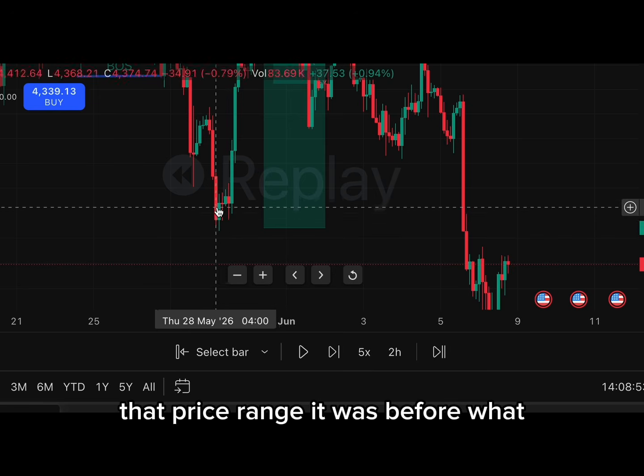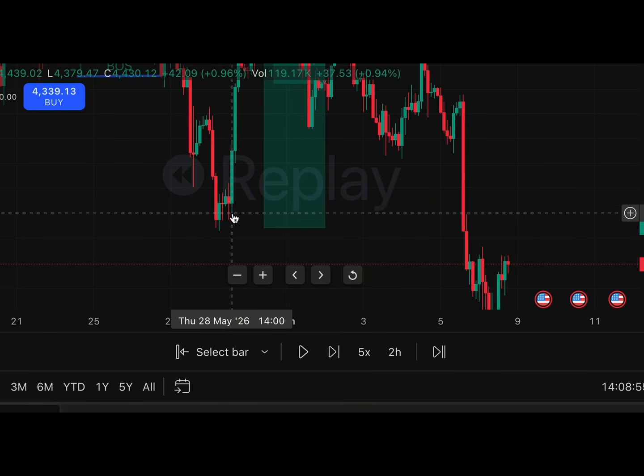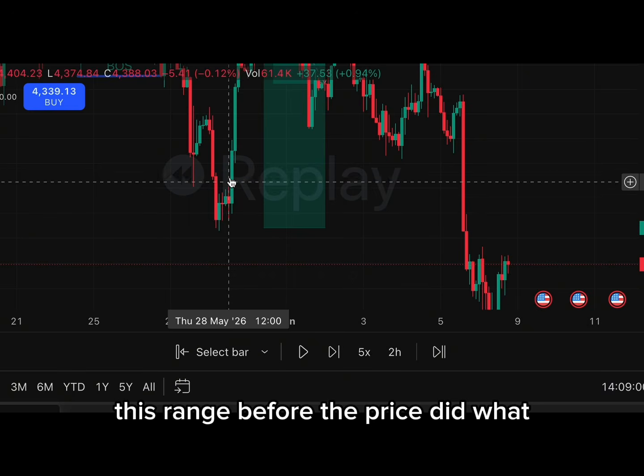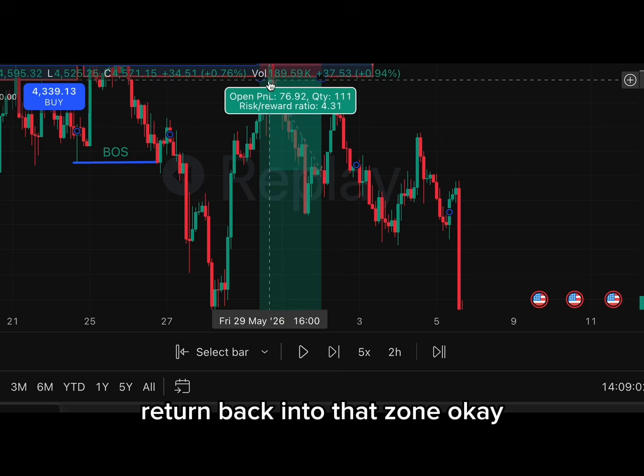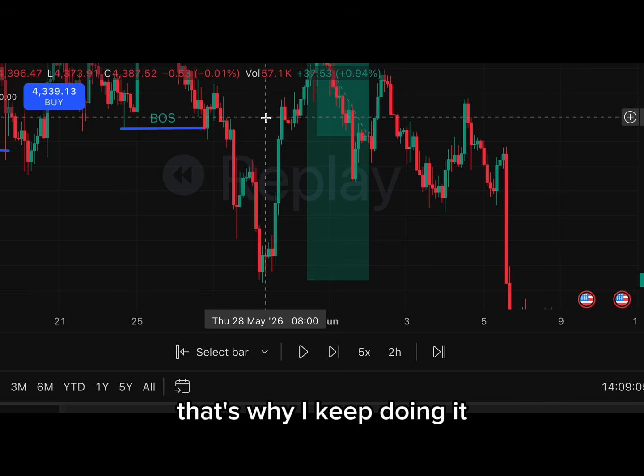That price range it was before the return. This range before the price returned back into that zone. Okay, that's how you keep doing it.